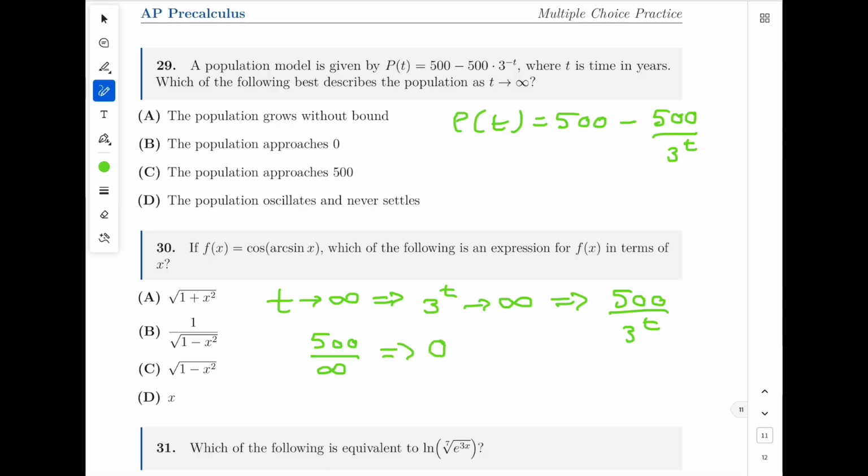So what happens to our function? In our function p of t, as t approaches infinity, we have 500 minus 0, which is equal to 500, which means that the population approaches 500. C.